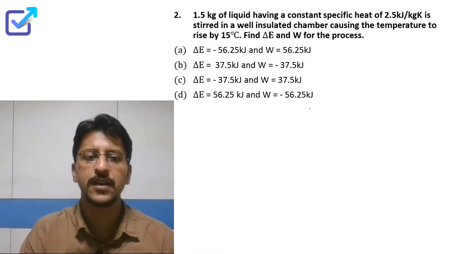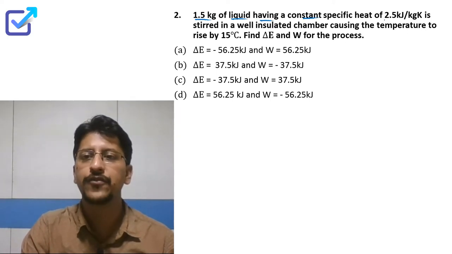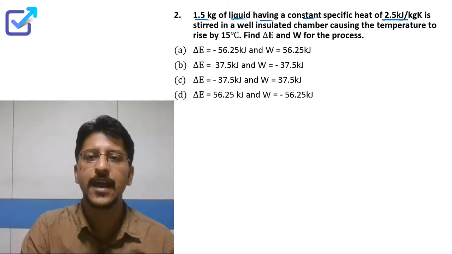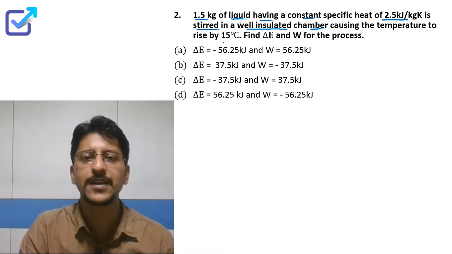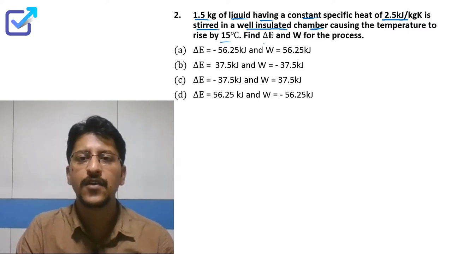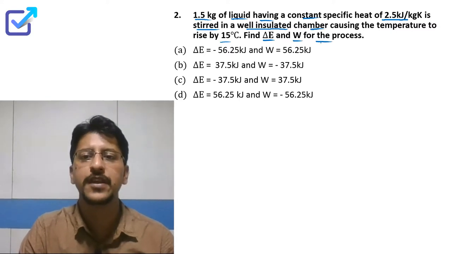So let us see the next question. It says 1.5 kg of liquid having a constant specific heat of 2.5 kilojoule per kg Kelvin is stirred in a well insulated chamber causing the temperature to rise by 15 degrees Celsius. Find delta E, that is the change in energy, and the work for the process.